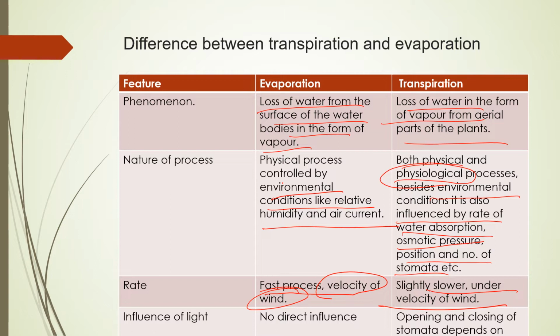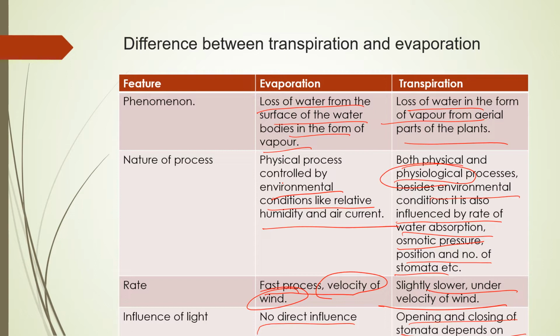Now how is light influencing both evaporation and transpiration? Evaporation does not have a direct influence of light, but opening and closing of the stomata depends on the light. So it's a light dependent process. Transpiration reduces or rather stops at night because the stomata get closed. The rigidity of the stomata reduces and they become flaccid, so as the stomatal openings close at night, no transpiration occurs. But in a hot and humid place, evaporation continues from the surface of a water body. So there is no direct influence of light on the rate of evaporation.